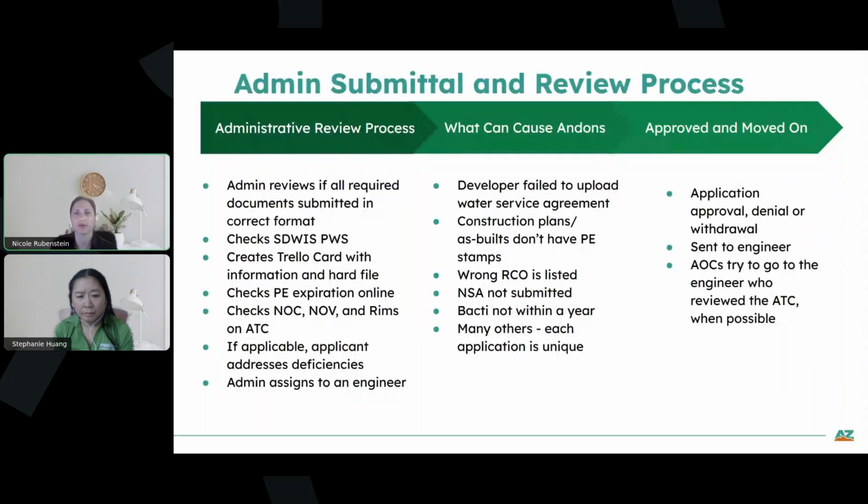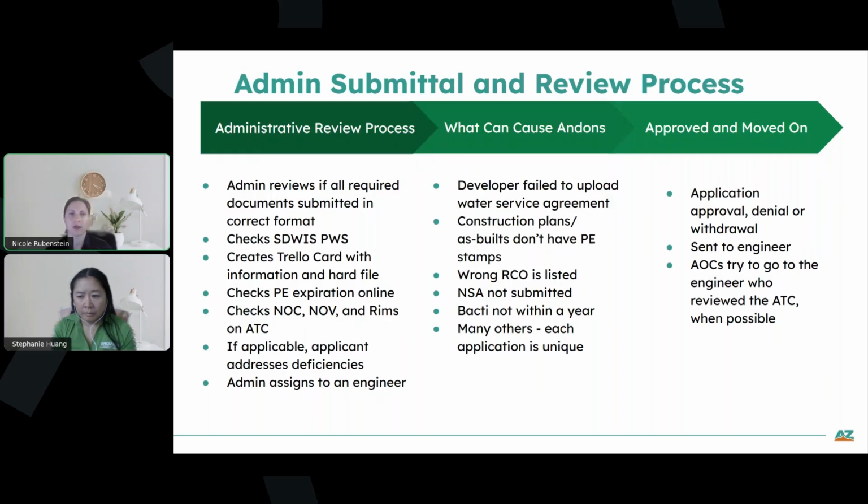So now we have an overview of the admin, submittal, and review process. Before the applications get sent to the engineers for substantive review, our admin completes an administration review. So the admin reviews if all the required documents are submitted in the correct format. They'll check the CIDWIS public water system number. They'll create a Trello card with information, and they also create a hard file that has all of the documents saved for us to access.